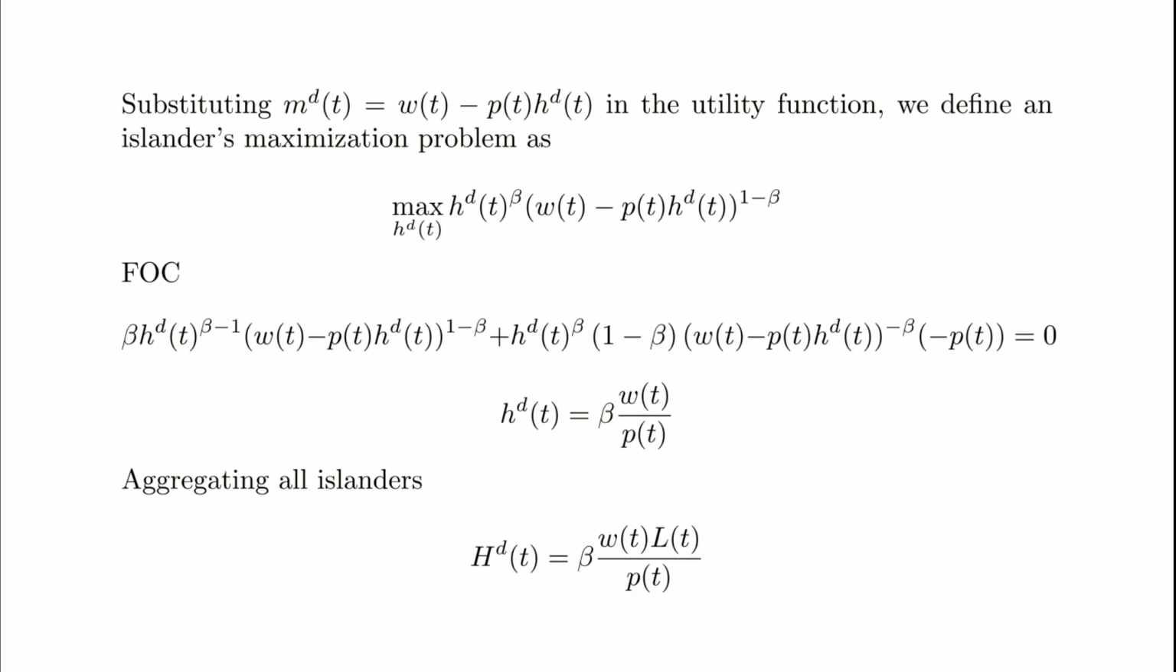To get the demand from all islanders, we use the fact that they are all essentially the same. Harvest H is equal to small h multiplied by the population L. The total harvest demand is thus equal to beta multiplied by the total wage income, WL, divided by the price of food, P.